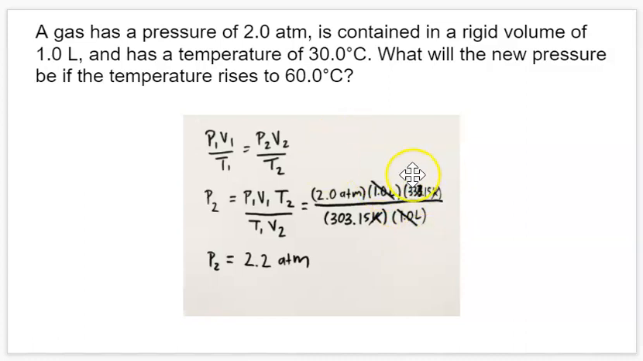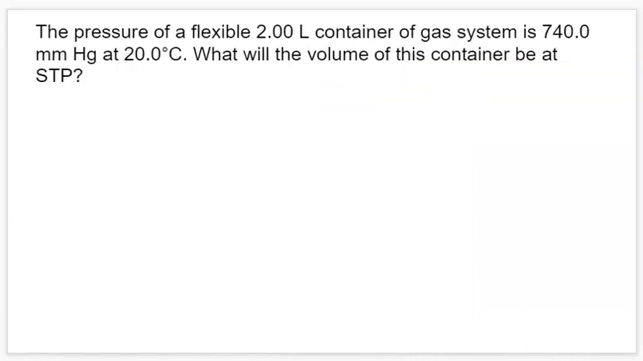So then I do 2 times 333.15 divided by 303.15. Kelvin cancels out, and I get left with units of atmospheres. That'll be 2.2 atmospheres. And this makes a lot of sense considering that there's a direct relationship between pressure and temperature. The temperature increased, the volume stayed the same, and we could predict that the pressure would increase as well, and it does. So let's do another one.